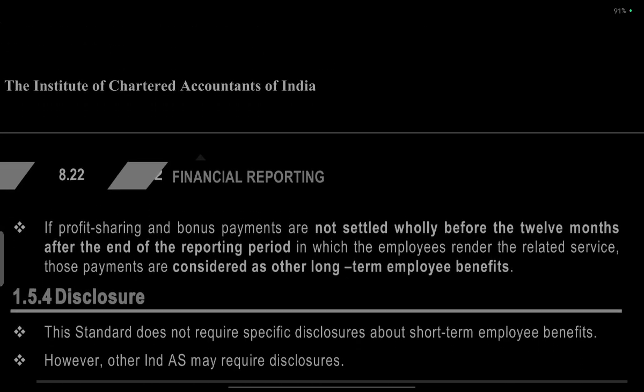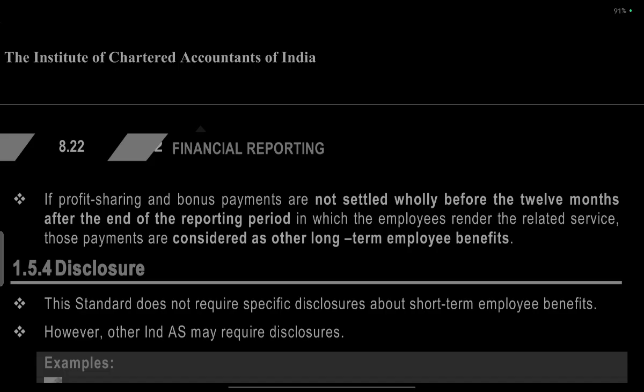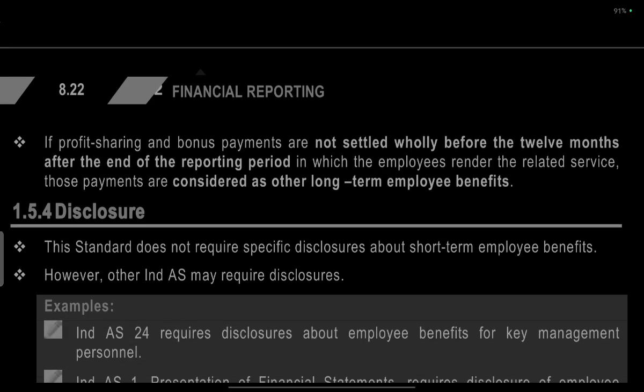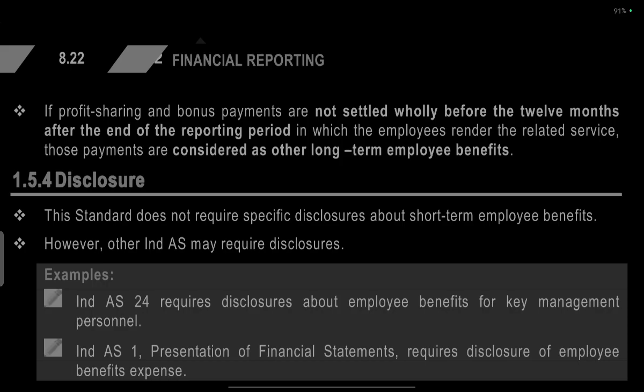If the profit sharing and bonus payments are not settled wholly before 12 months after the end of the reporting period in which the employees rendered the related service, those payments are considered as other long-term employee benefits.